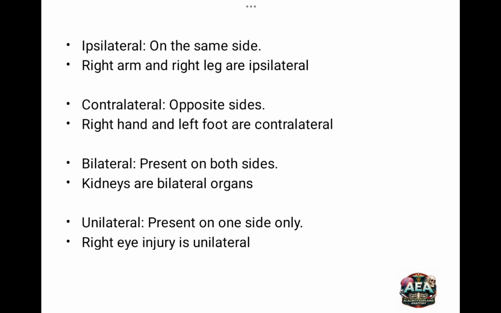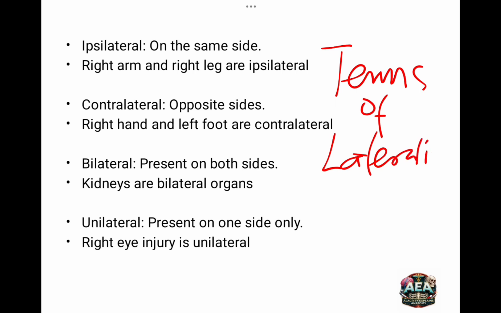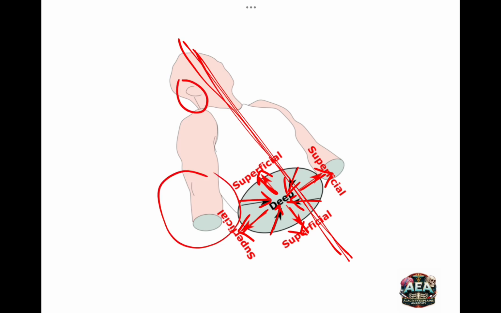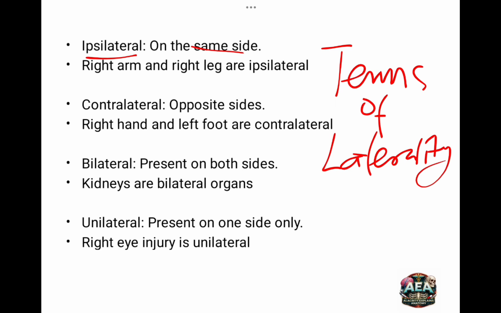Now, ipsilateral, contralateral, bilateral, unilateral, they are regarded as terms of laterality. Ipsilateral means those structures are on the same side of the body. The right arm and the right leg are on the same side. Using the median plane as your reference, the right ear and the right hand are on the same side, so they are ipsilateral.